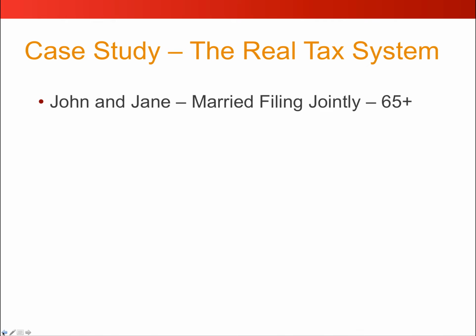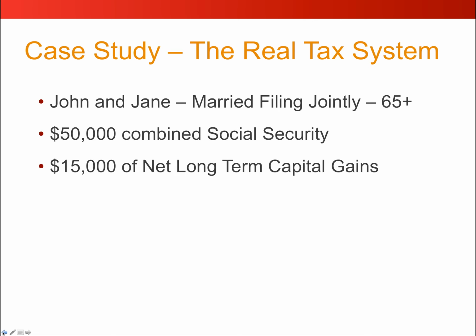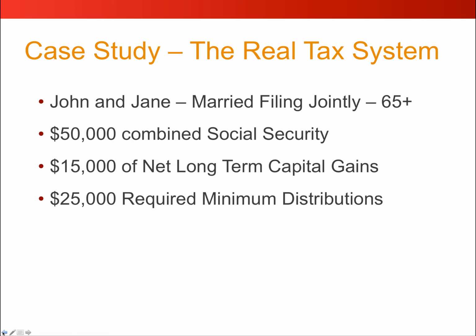So we have John and Jane. They're both married. They filed jointly. They're both over 65. They have $50,000 of combined income. They have $15,000 of long-term capital gains this year, and they have a $25,000 IRA withdrawal. So we assume that they need $60,000 in after-tax spendable income.